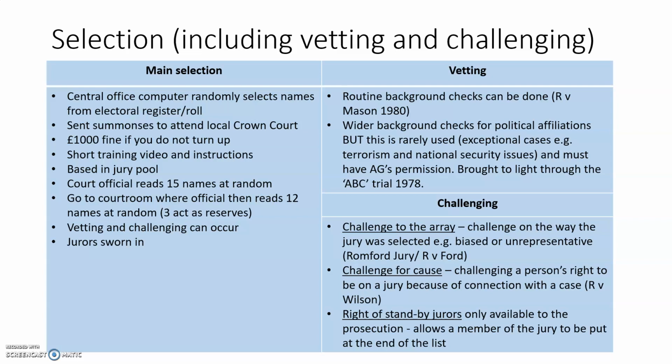In terms of vetting, there's routine police background checks which can be done to see if anyone's disqualified. That's approved of in the case of R v Mason 1980. And wider background checks which are much more controversial. They look for political affiliations, things like that.